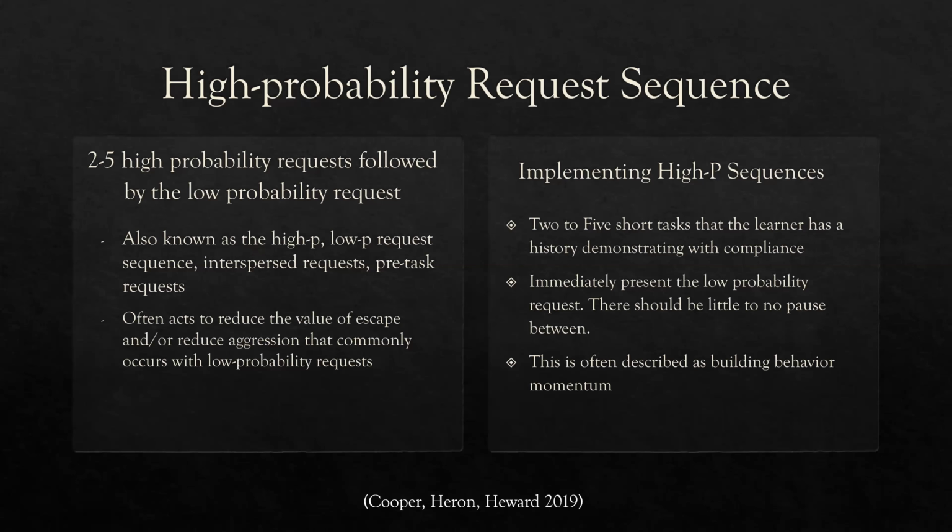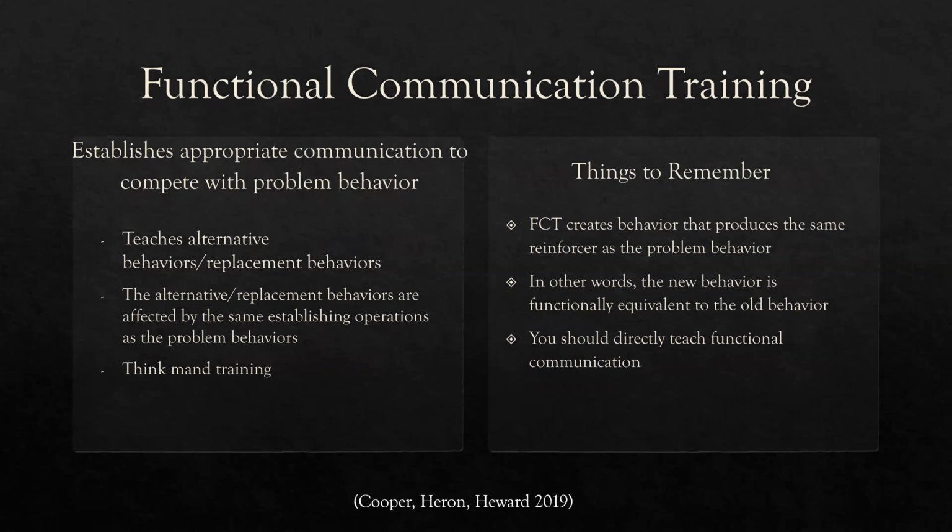You want to immediately present the low probability request afterwards. There should be little to no pause between. And then it's often described as building behavior momentum. So when we talk about behavior momentum, we're commonly referring to the high P request sequence, right? We're trying to build momentum, build momentum, build momentum, and then bam, we go to the low probability request.